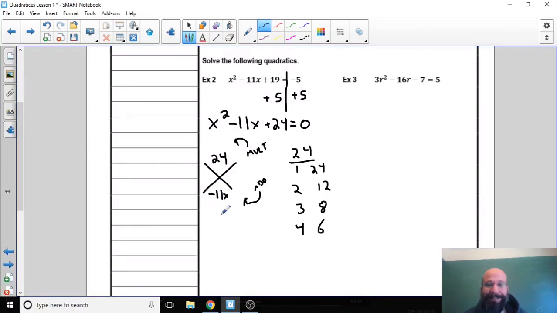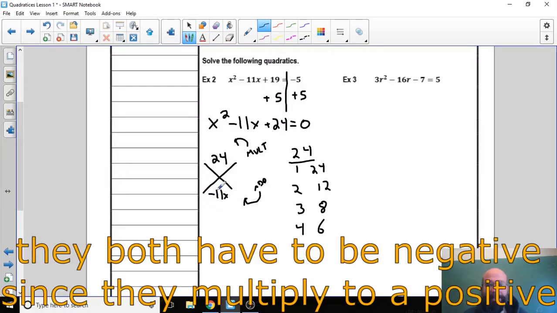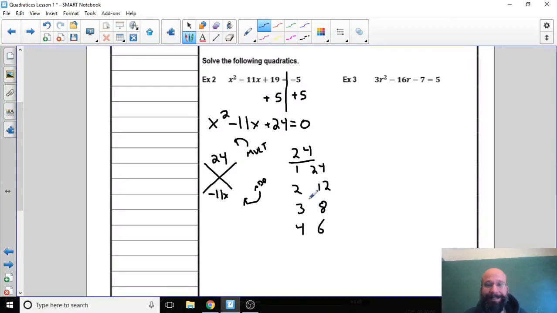Since this is negative, either the bigger one is negative or they're both negative. In this case, we can see that these both have to be negative. -8 times -3 is positive 24, and -8 plus -3 is -11x. Again, this is the hardest part, but this is why I want you to practice this, to get used to finding these 2 numbers.